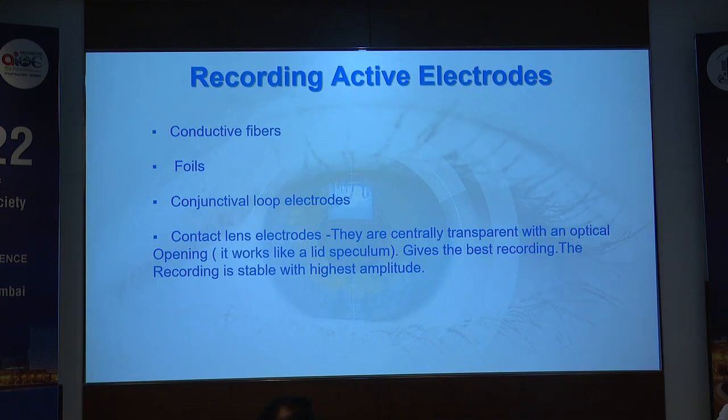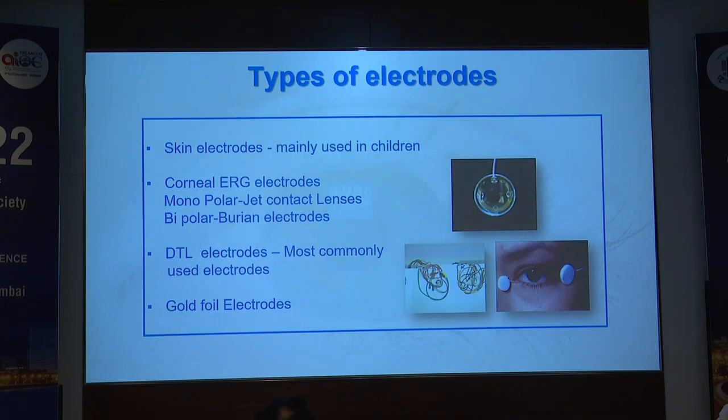Now, the different types of active electrode include the conductive fibers, foils, conjunctival loop electrodes, and the contact lens electrodes. Now, these contact electrodes are centrally transparent with an optical opening, work like a lid speculum, give the best recording, and are stable with the highest amplitude also.